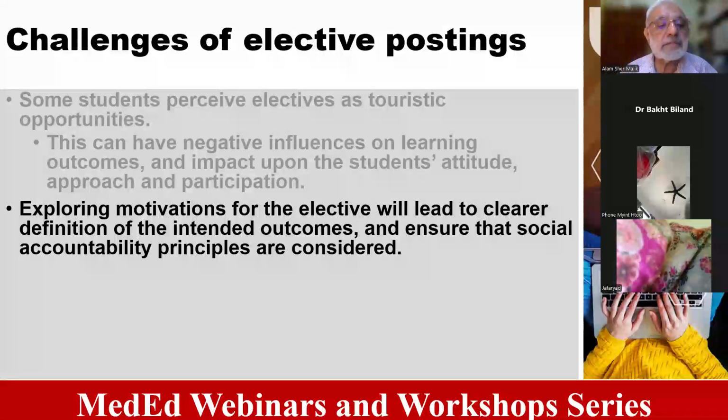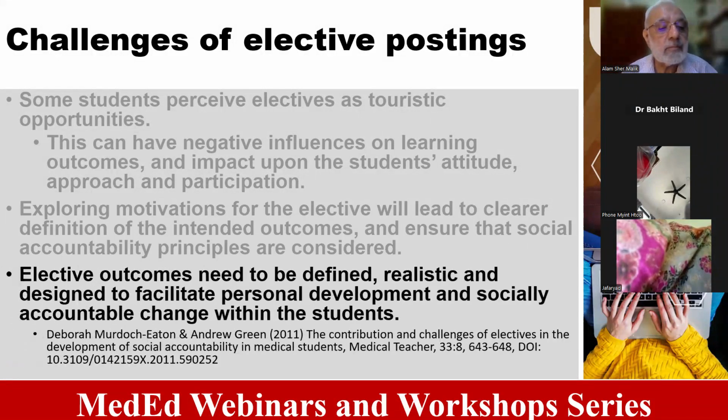So when students are applying for these electives, talking to them and looking at their learning outcomes would help us to handle this issue. Elective outcomes need to be defined, realistic, and designed to facilitate personal development and socially accountable change within the students. So we need to clarify to the students that there are certain specific learning outcomes.